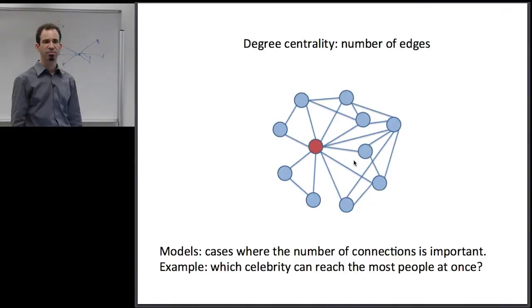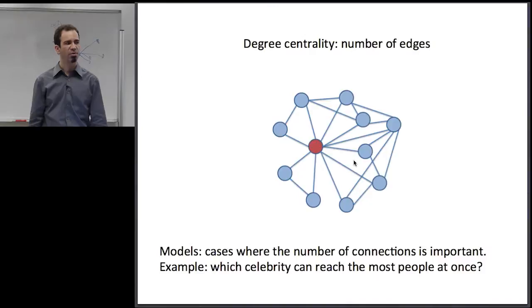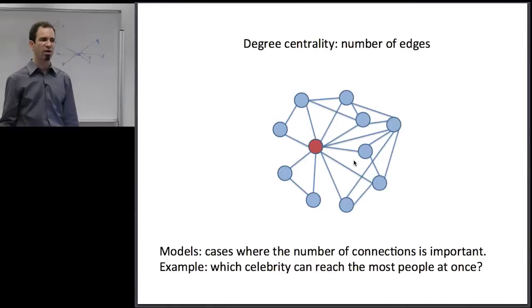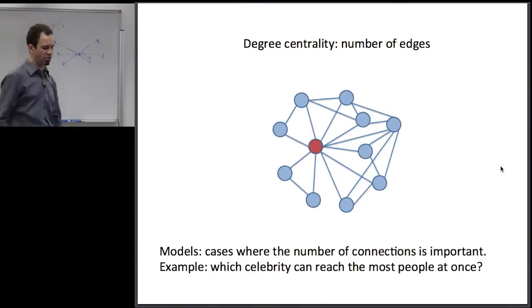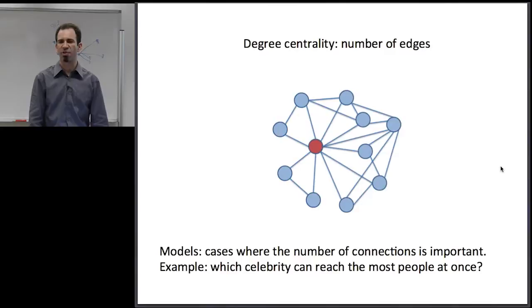So one of the readings was this paper by Borgatti called Centrality and Network Flow. The reason I assigned you that paper is that, more than any other I've seen, it gets into how to interpret centrality metrics and what the assumptions are behind them. Because it's great that we can count the number of edges coming out of a node, but what does that mean? So what does it mean?